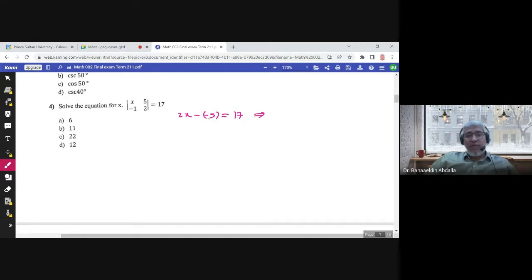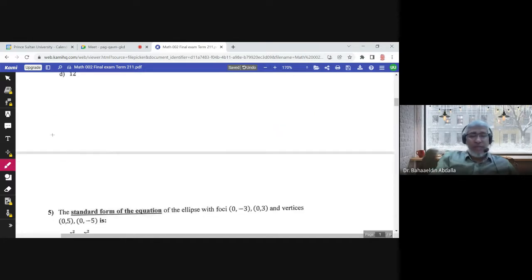So minus times minus is plus, and when we take it to the other side, it would be minus. So we will have 17 minus 5, that's 12. Now we divide by 2. 12 over 2 is 6. So the answer is 6.